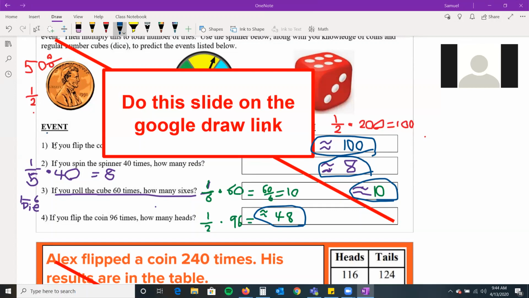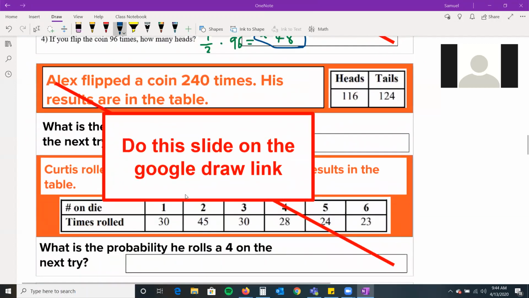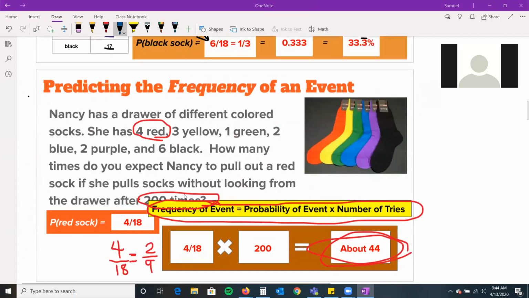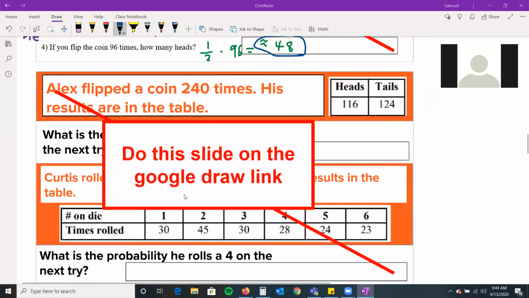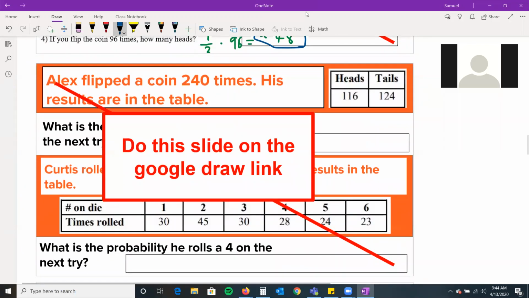All right, so now what I want you guys to do is look at that next slide. Okay, it should be on the same sheet. Double checking that it is. Yep. All right. So it says Alex flipped a coin 240 times. His results are in the table. What is the probability that she flips tails on the next try?